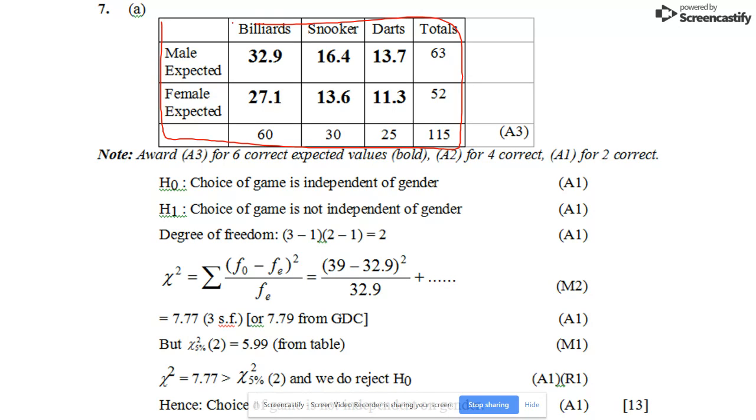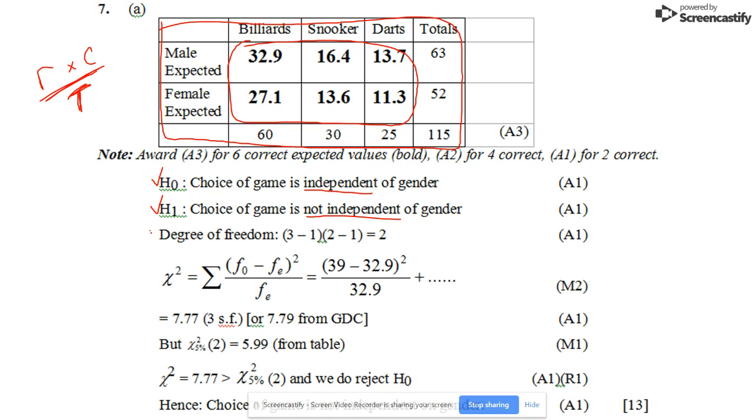Okay, so these 6 cells would be the expected values. Just remember that is the row total times the column total divided by the table total to get each of those values. Or if you run the chi-square test, I could have gone back and looked in that matrix and found those expected values. We've got our null hypothesis and our alternative. Remember, independent versus not independent. As long as you get your wording across, it's those two keywords that are important.